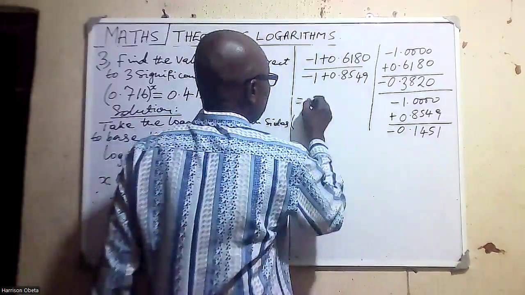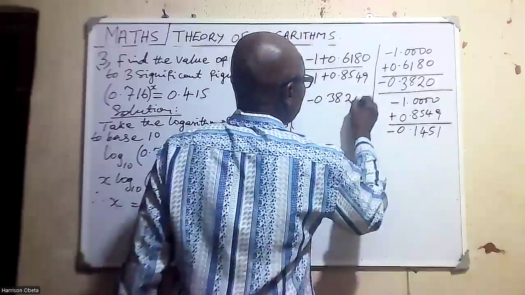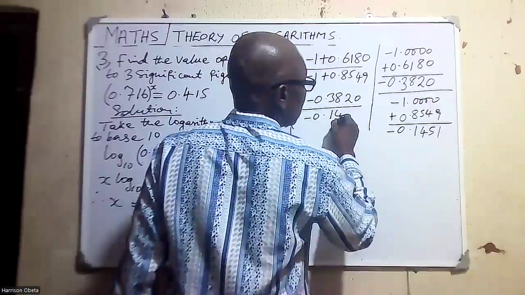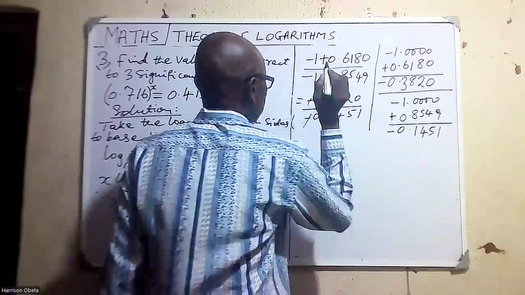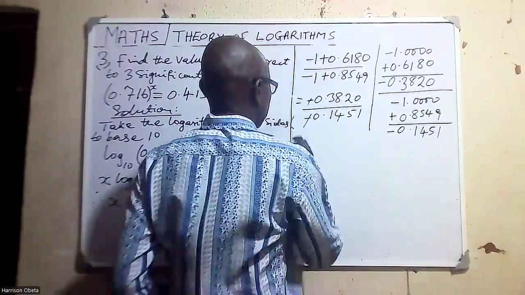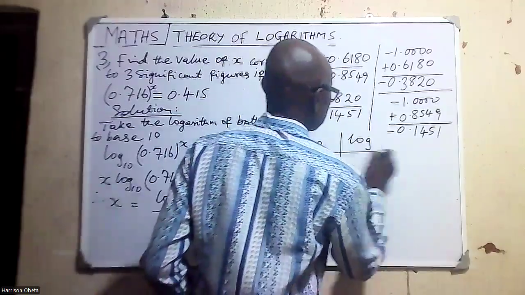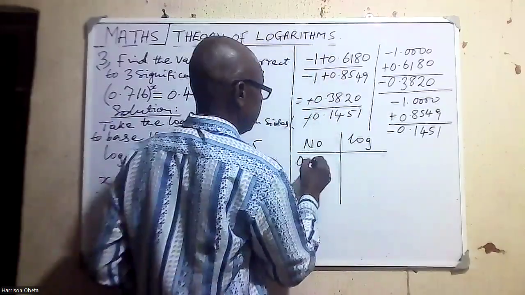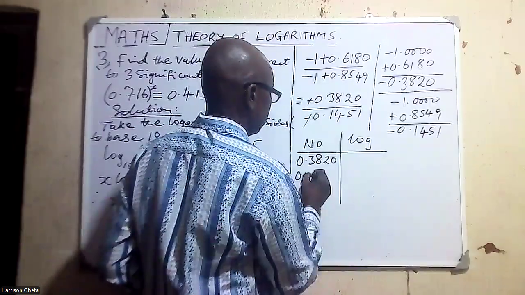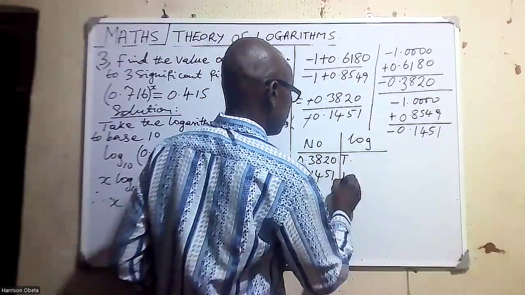So, bringing them together from what we have here now, this will give us minus 0.3820 all over minus 0.1451. Negative will cancel, and then we use our log again. That means we have log of 0.3820 over 0.1451. This is about 1. This is also about 1.